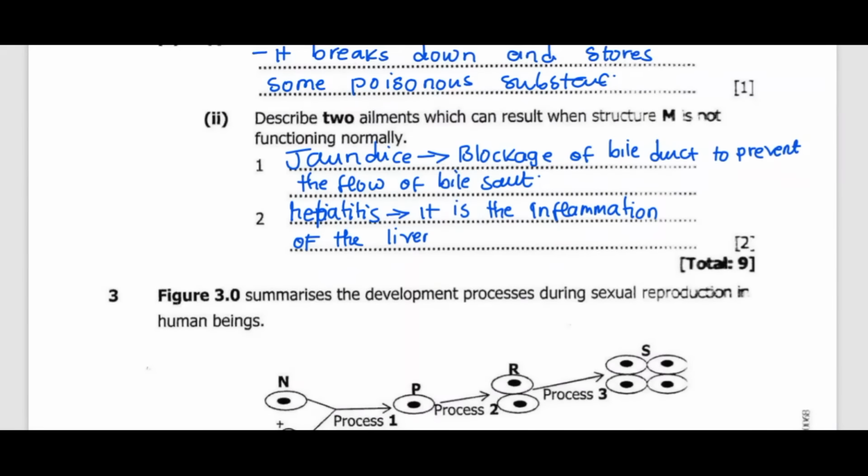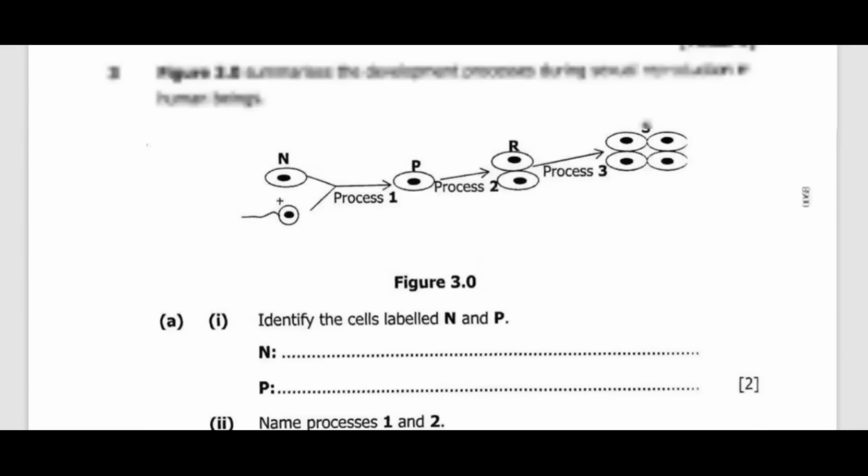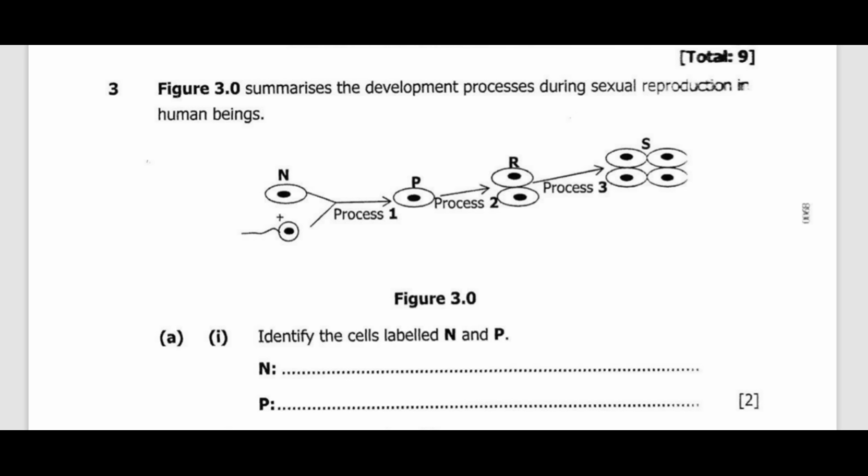Now let's move on to question 3. Figure 3.0 summarizes the development process during asexual reproduction in human beings. Here we know that reproduction is the process by which living organisms produce their young ones. So let's study it clearly. We can see that this structure is a sperm cell. We can see that there is a head and a tail.